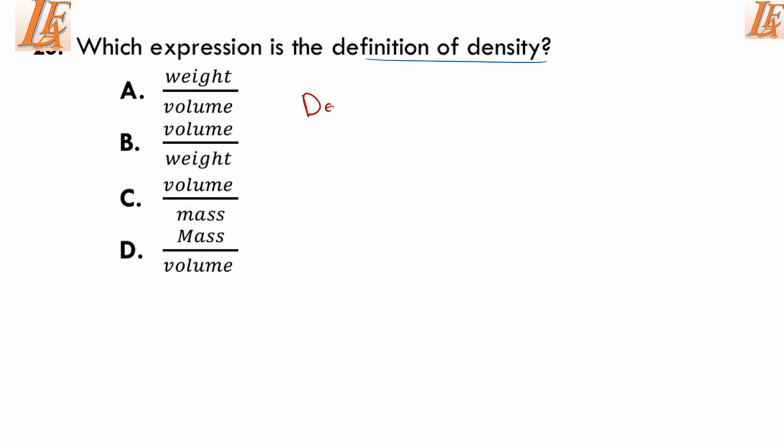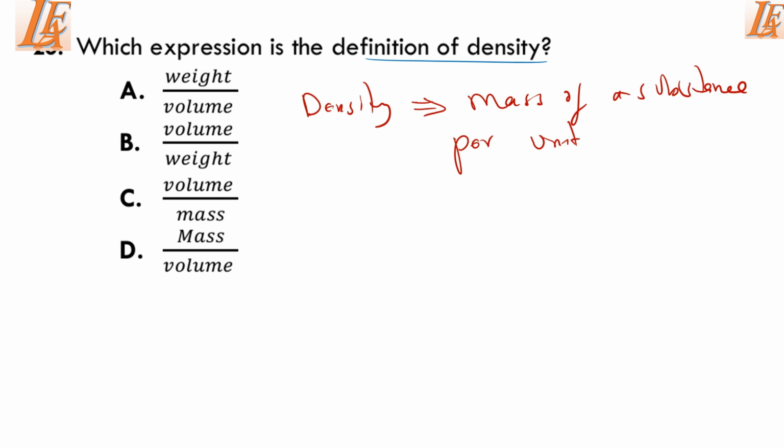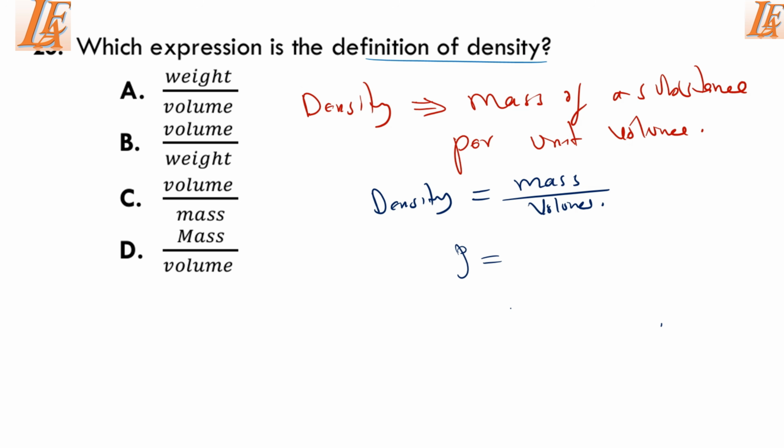Question 20. Which expression is the definition of density? Remember, density is defined as the mass of a substance per unit volume. Now we can use this definition to come up with a formula where we can write density is equal to mass per unit volume, where per means a division. In symbols, we write density as rho is equal to mass, small m, divided by volume, capital V. So this is the definition of density in terms of a formula.